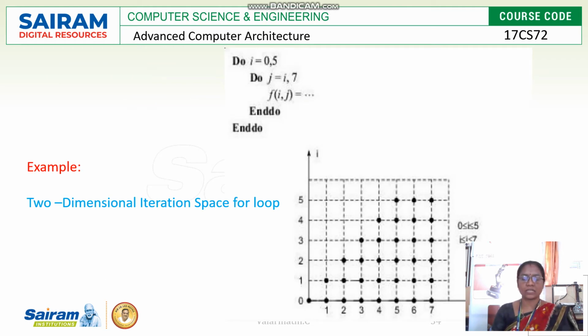Now we are taking another example. With that example, one iteration space is drawn here. According to this example, it has two variables, i and j. For i equal to 0 comma 5, i has a lower value of 0 and an upper value of 5, and similarly j has a lower value of 1 and a higher value of 7. After that, one function is written, and then the loops end respectively. So this is a two-level looping statement.